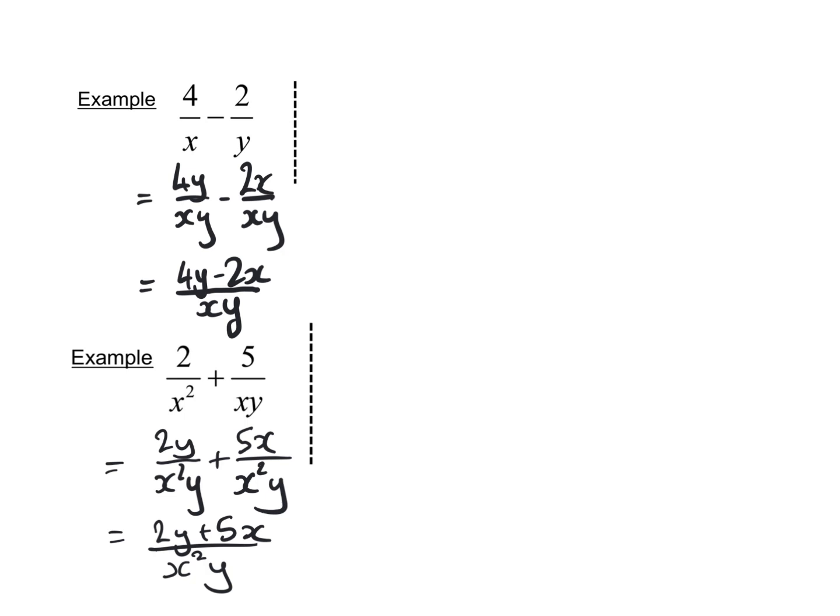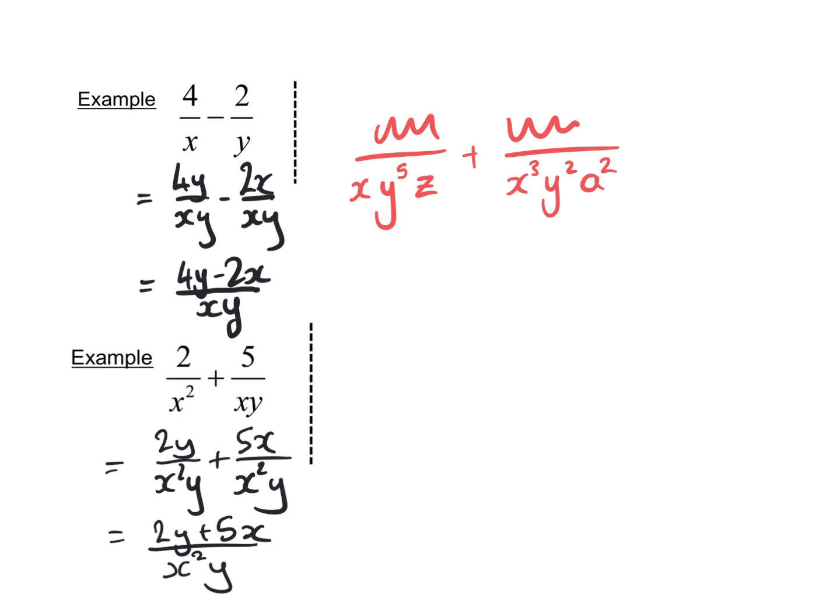So say for instance I had two fractions, it doesn't matter what's at the top, and let's say the denominators are x, y to the 5, z, and x cubed, y squared, a squared. What I would do here is first recognise I've got four different letters, x, y, z and a, so I need to examine them on a case by case basis. So look at the x's first. If I want a common denominator here, then the first thing I need to do is check the x's.